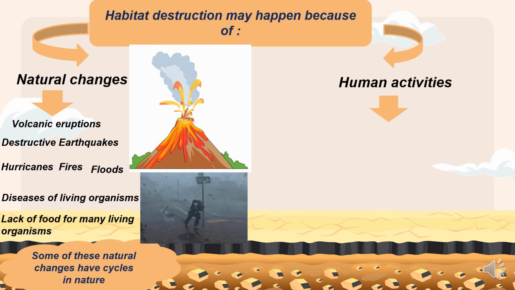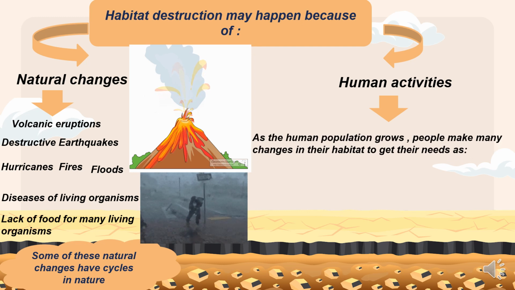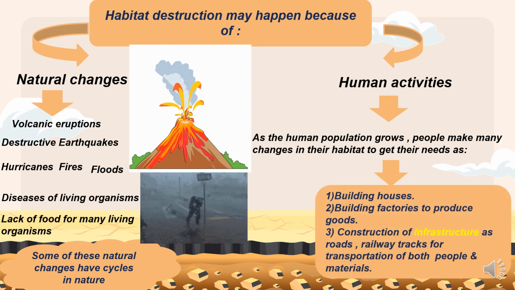On the other hand, human activities can negatively affect the habitat. Unfortunately, humans can do a lot of things which cause habitat destruction. For example, as the human population grows, people make many changes in their habitat to get their needs. They have to build more houses, more factories to produce goods, and also build strong infrastructure. Infrastructure means, primary 6, things such as strong roads and strong railway tracks for transportation. This is the meaning of the word infrastructure.